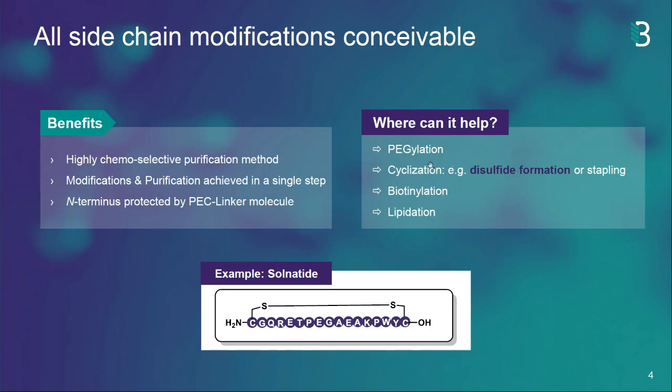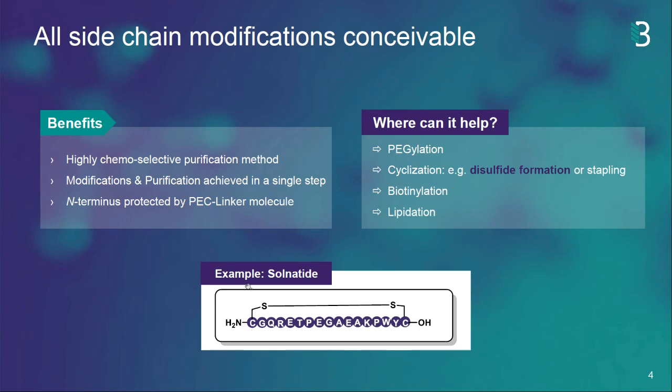So where can it help? It can help in doing pegylation reactions. It can help in cyclization reactions such as disulfide formation and stapling. And it also helps in biotinylation and lipidation reactions. So what are the benefits of this technology? This is a highly chemoselective method, and modification and purification are achieved in a single step.